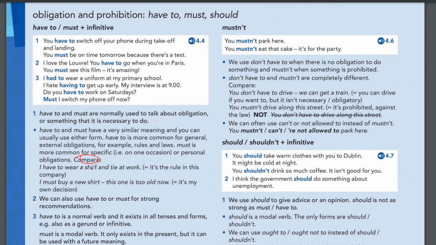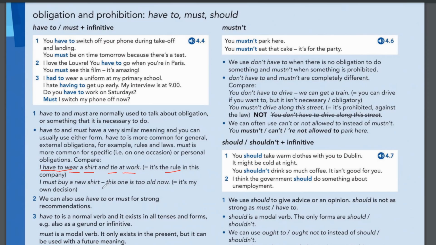Now comparing here, right? I have to wear a shirt and tie at work. You see, this is not the person's opinion. It is a rule. It's a company rule. So you have to obey that. Because before taking this job, you signed a contract saying that you're going to abide by the rules of the company. So you have to. It is something you are obligated to do.